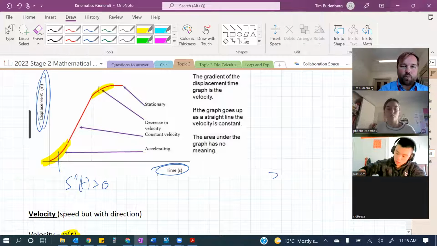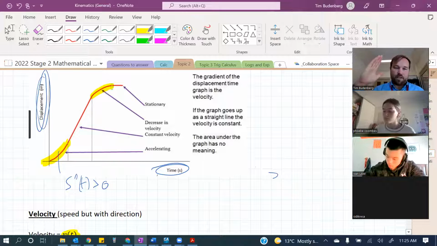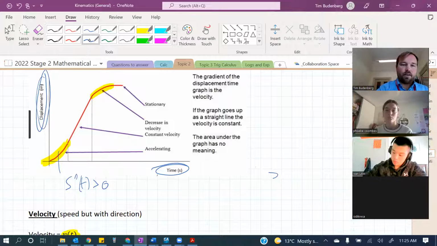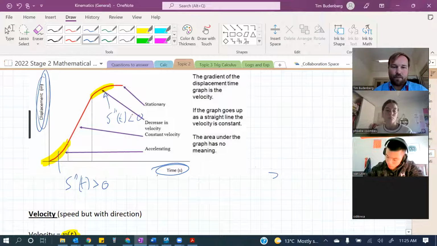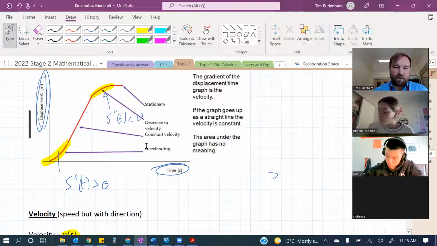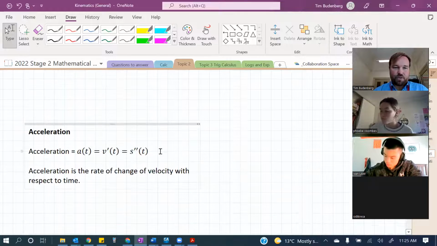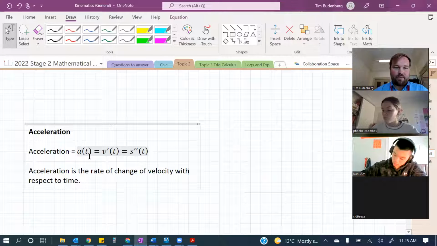Similarly, here, when the velocity is decreasing, it's concave down, s double dash t in that portion is less than 0. Simply put, the acceleration of a particle is the second derivative of its displacement function. So, a(t) is equal to the first derivative of the velocity function or second derivative of the displacement function.